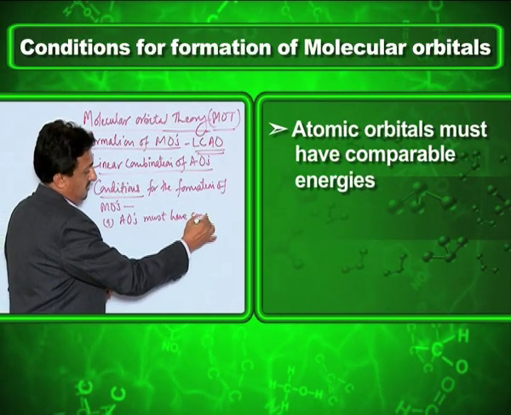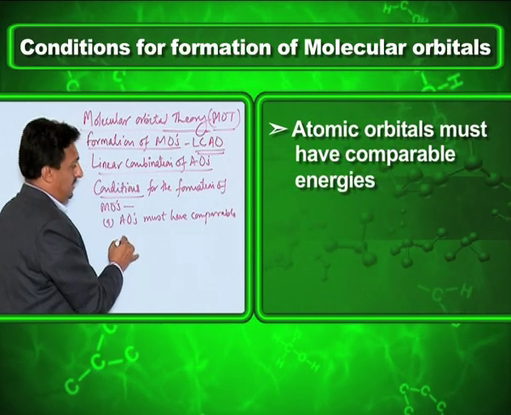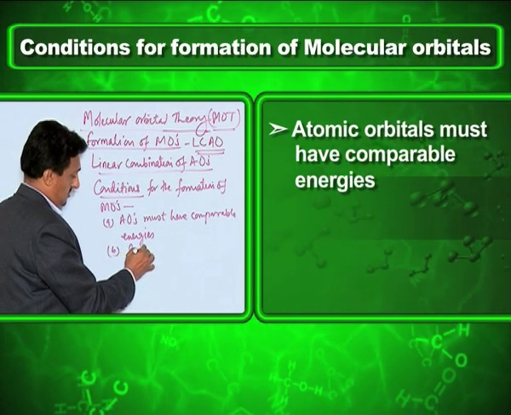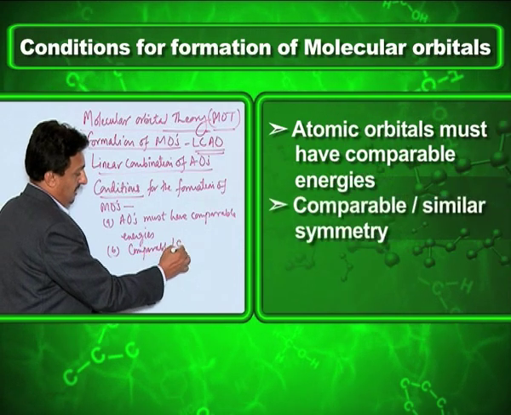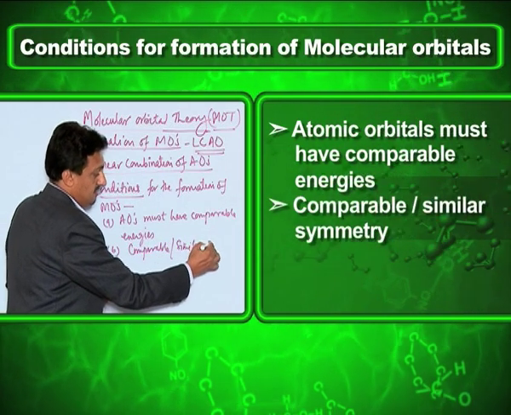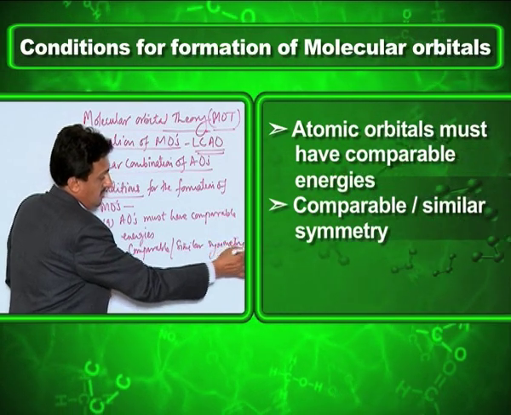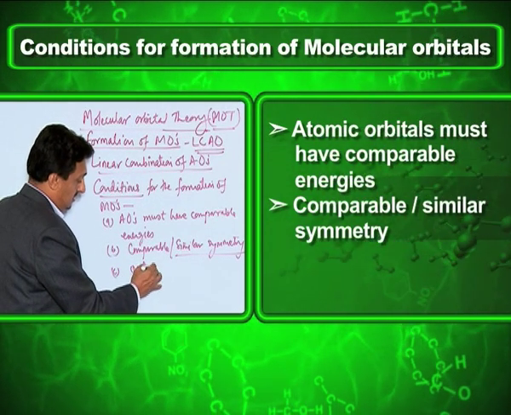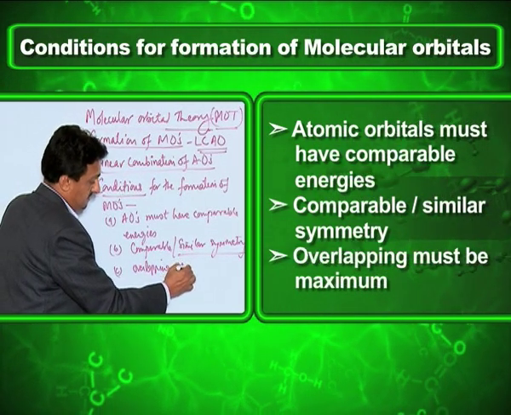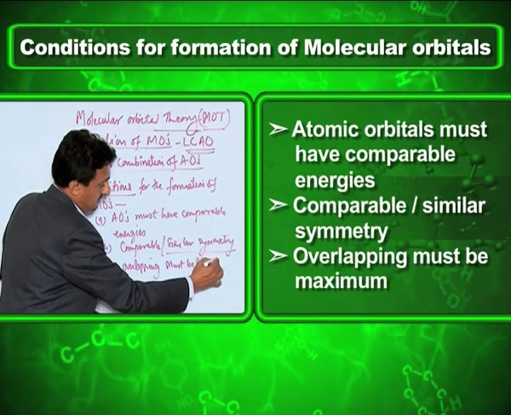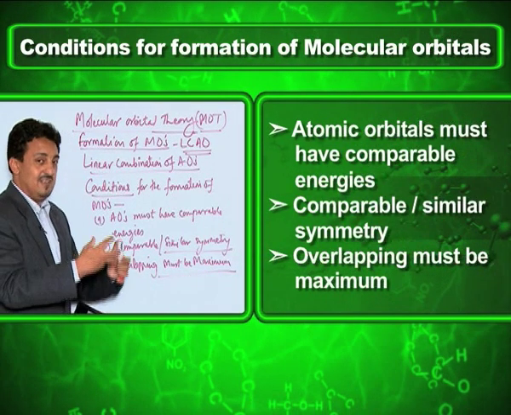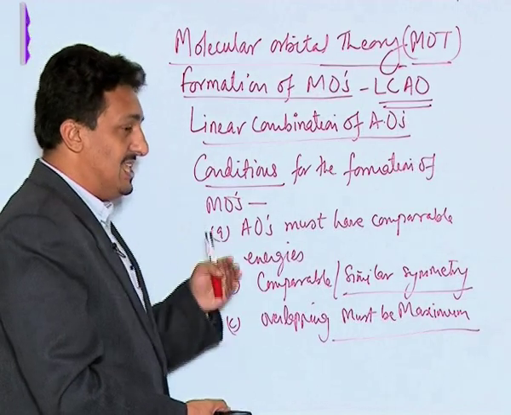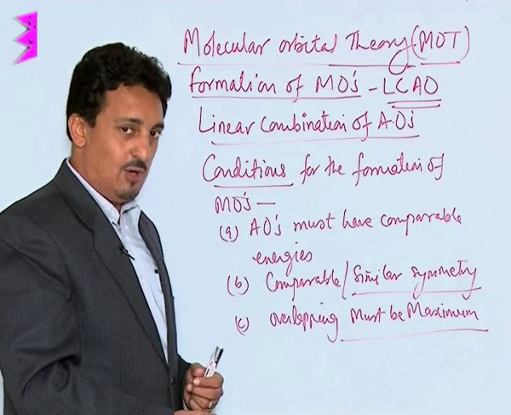comparable energies, comparable or similar symmetry, and last but not the least, the overlapping must be maximum so that a very strong bond is formed. So on the basis of these conditions, LCAO explains how atomic orbitals combine to form molecular orbitals.